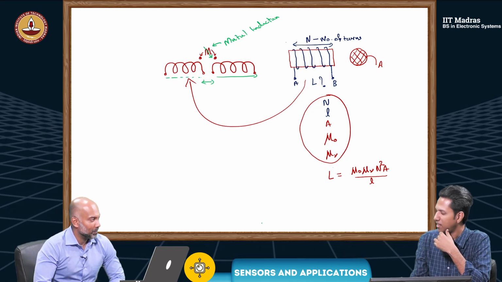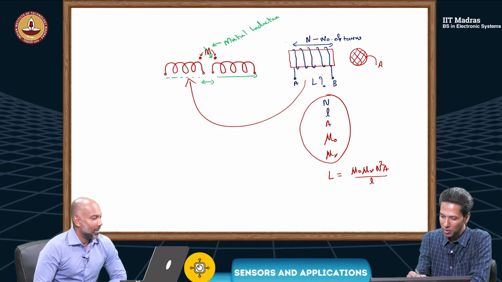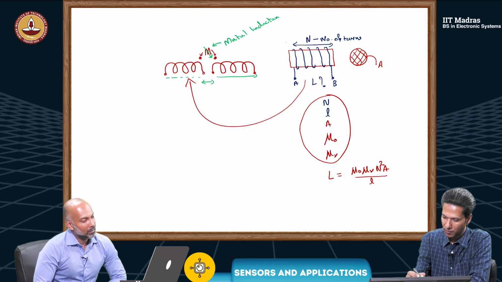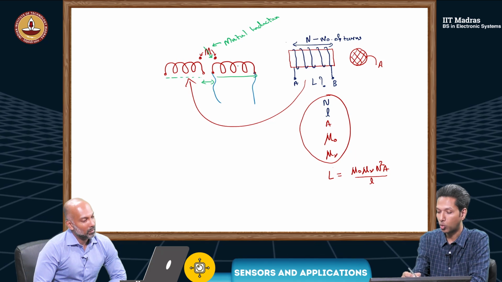But I think there are some practical problems. I need to have wires connected to these terminals to measure. Suppose, let's say this is a movable one.